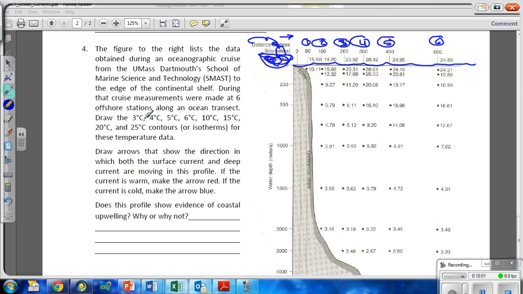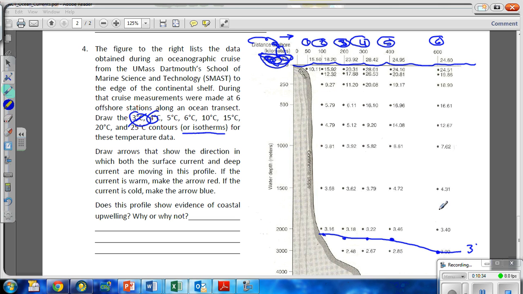What we're going to do now is make what are called isotherms, which are lines of constant temperature. We're going to start with the 3 degree. So what you have to do at each station, you go down till you find 3 degrees and you put a dot. For the 5th one, notice there's no actual 3 degree measurement, but we know it has to be between these two, 2.85 and 3.46. As you do that, you'll see a bit of a pattern. So I'm going to connect those lines. There's my 3 degree. So that takes care of that.